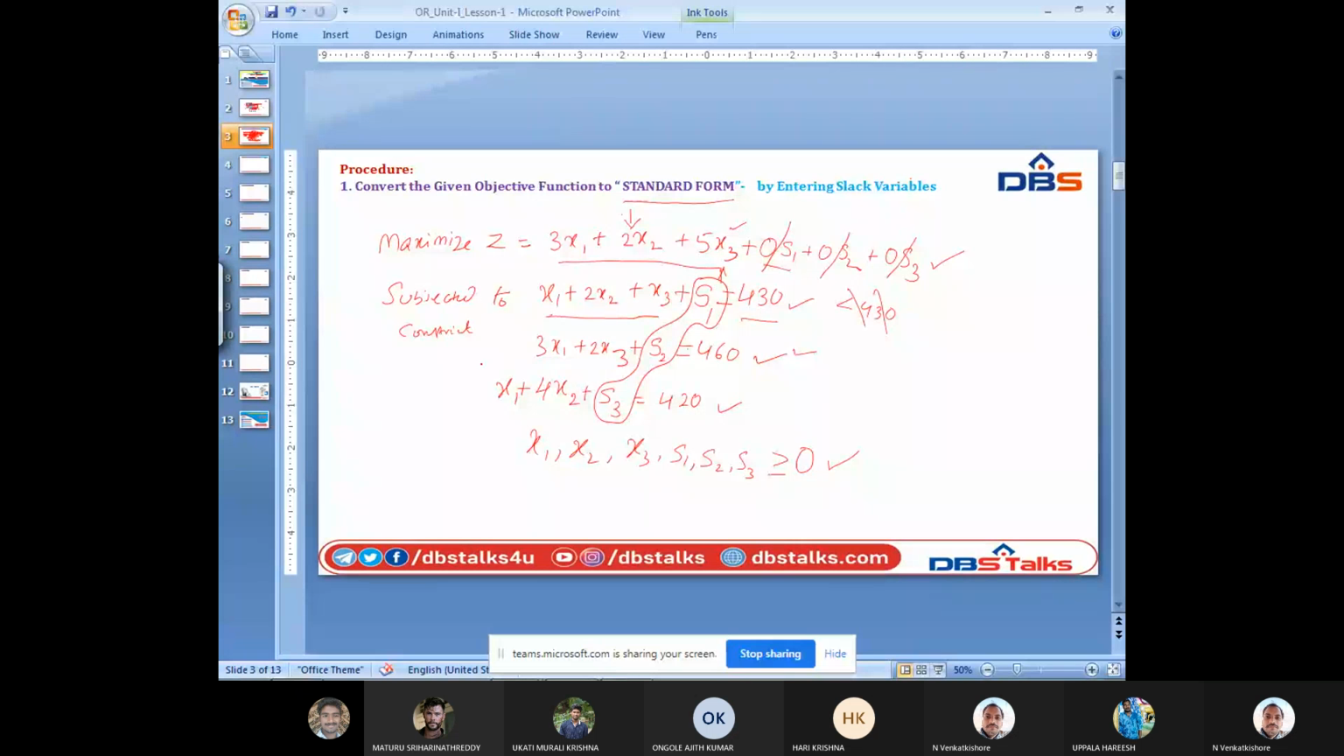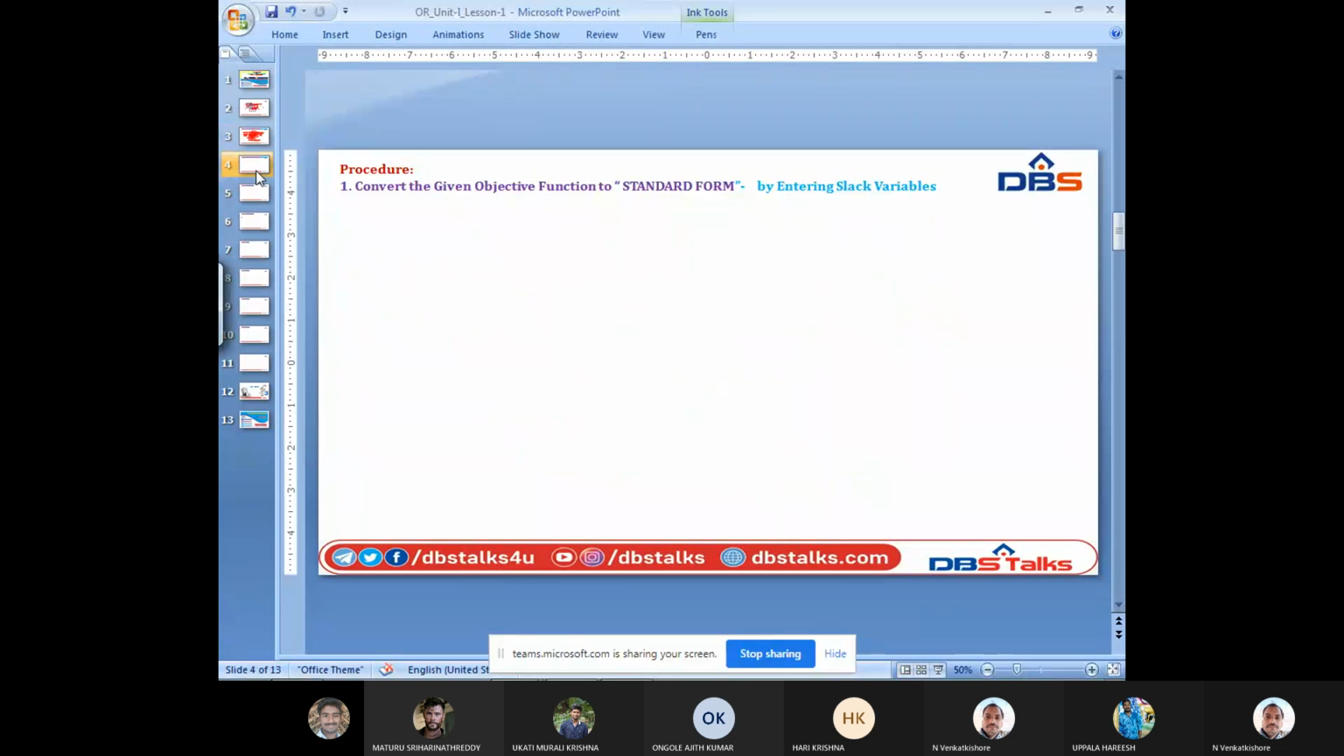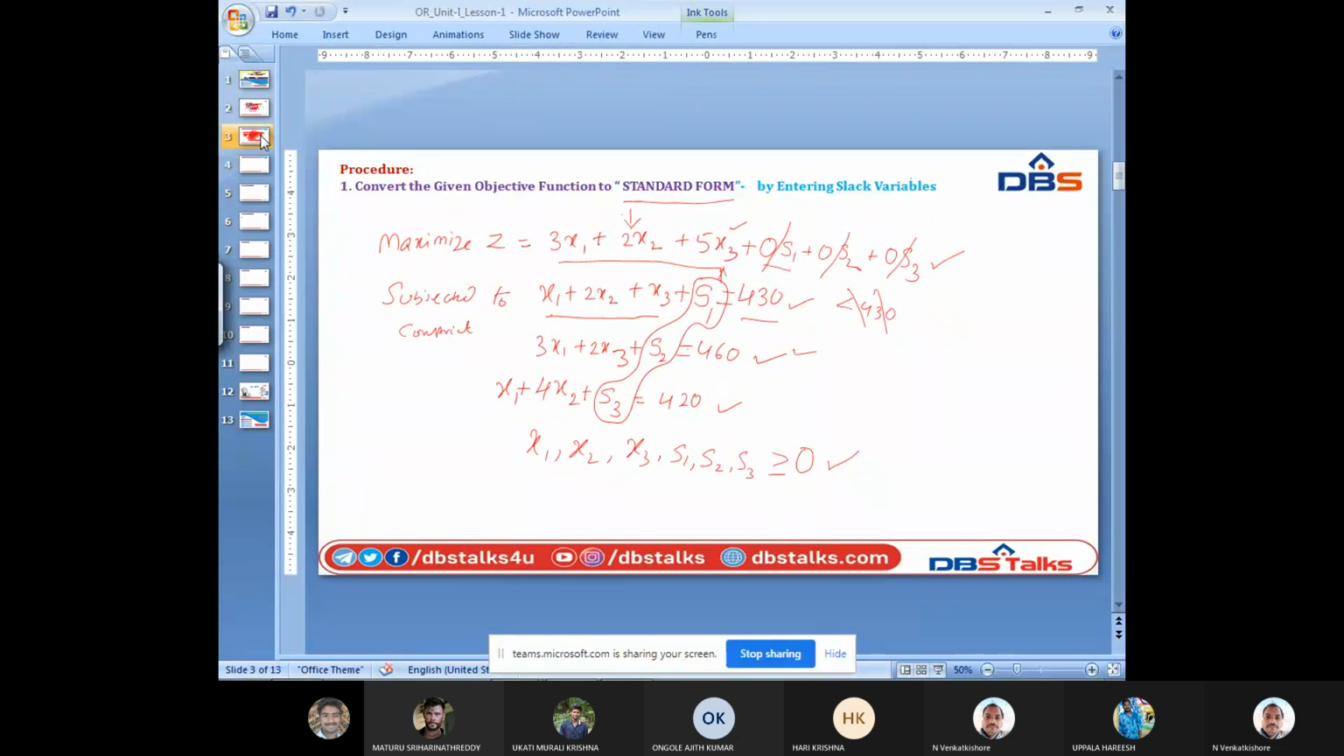So in the maximization problem, we need to make the standardized form. The standardized form is made by including the slack variables. These slack variables arise from these constraints. So then, making step 1. After that, we go for step 1. What is step 1? By entering the slack variables, we have taken up the standardized form.